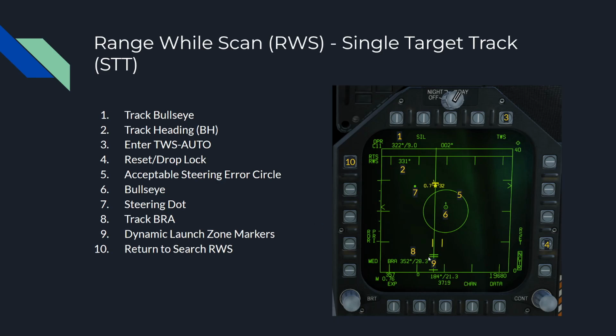And 9, these little lines stacked up down here, are the dynamic launch zone markers, or your LAR markers. So that top one is RMAX. That one in the middle is your range no escape. And that bottom one is your RMIN, or minimum range. And 10 will return to search in range while scan mode. That's what RTS means.